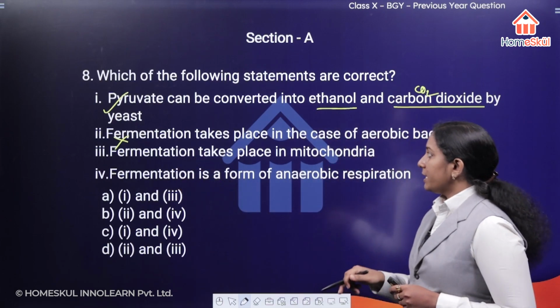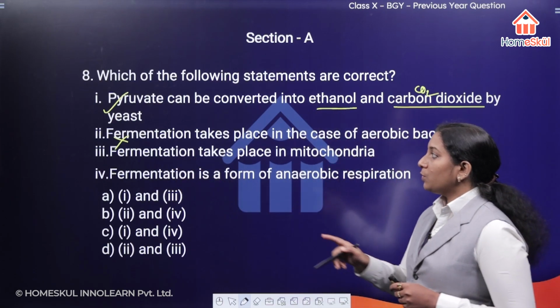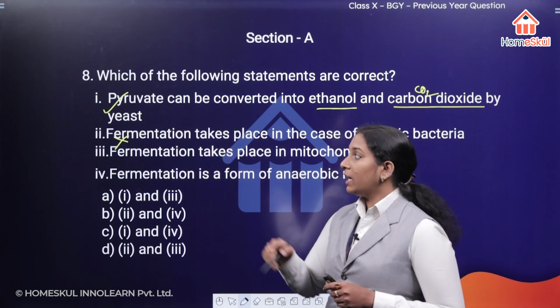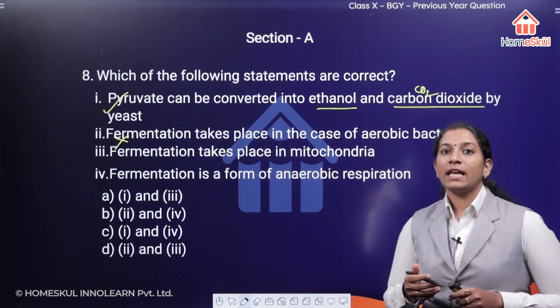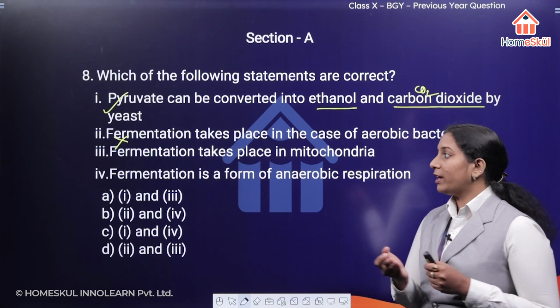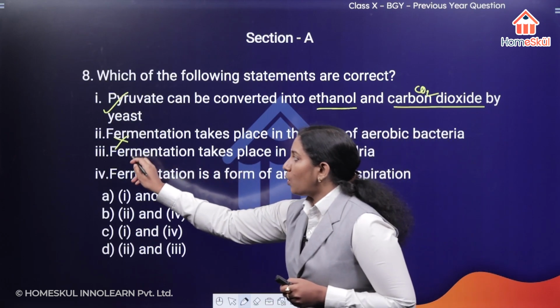Then, fermentation takes place in mitochondria. No, that is also a wrong one, because you know that fermentation takes place in yeast cells, as we already saw in the first statement, and in bacterial cells, and in animals, in the muscle cells of human beings also you can find fermentation, right? So that is again a wrong statement.